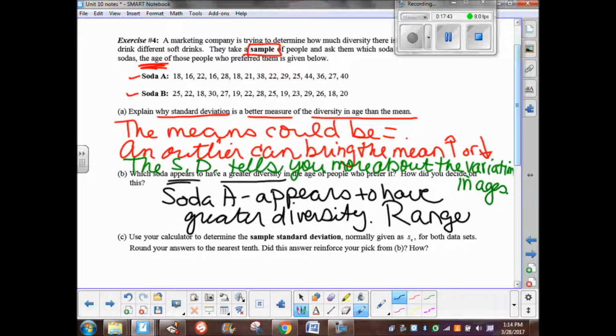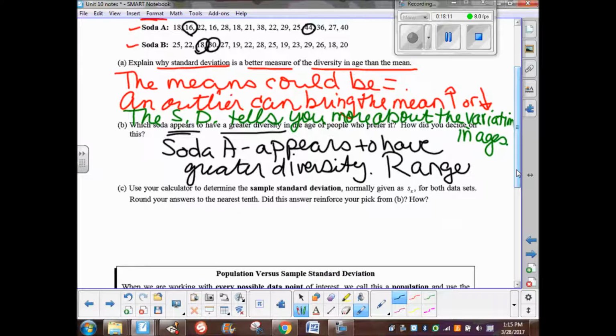And we used range, the high and the low. So what do we have for the high? Is 44 the oldest? Yeah. And which one's the youngest? 16. As opposed to soda B, which has 18 and 30. Do we have a 30 in there? Yep, right next to it. Now it says, use your calculator to determine the sample standard deviation.